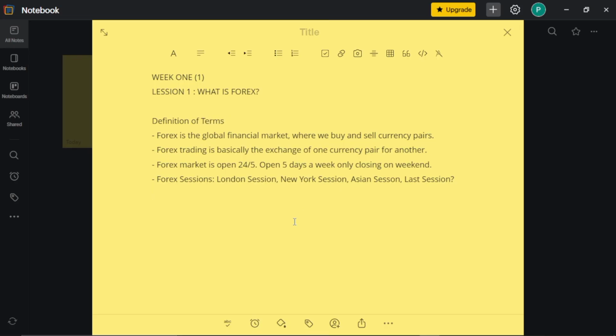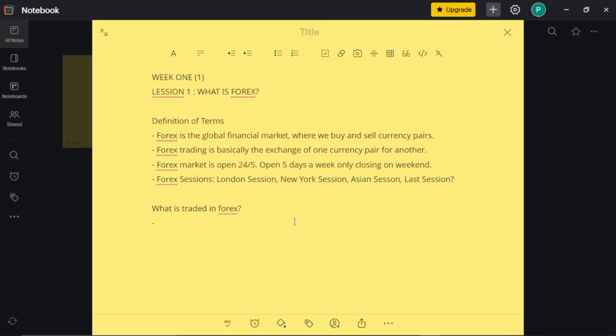Okay, so moving on to the next section, still under the same topic, we are going to be looking at what is traded in Forex. That's the next subheading under this topic still. So what do we trade in Forex?